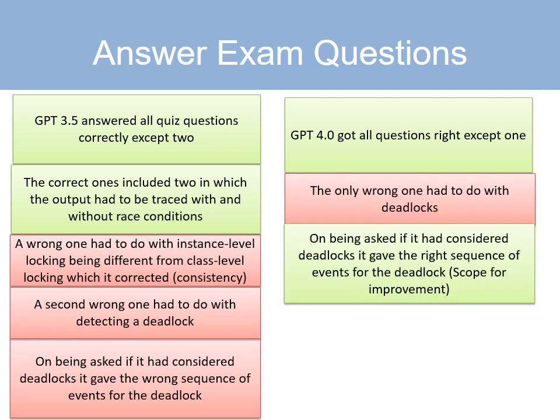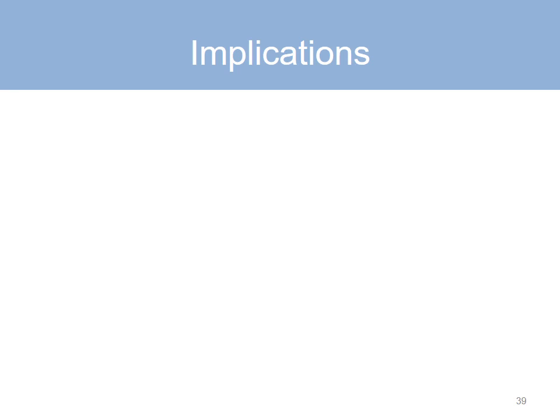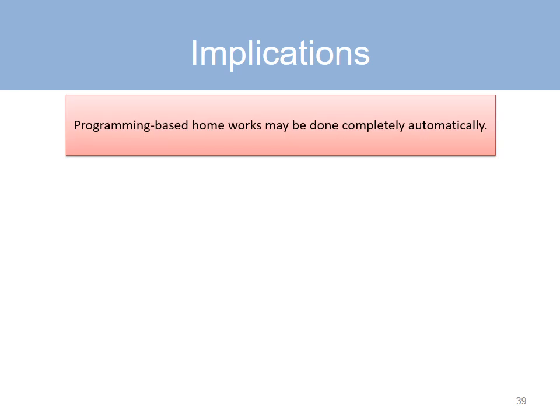But when I told it, did you consider the possibility of deadlock? It gave me the exact sequence of events. And trust me, those are not easy to produce. Only one student in my class got it right, by the way. Okay, so what are the implications of that I'm trying to imply? You can look at this stuff and say, oh no, or you can say, oh yes.